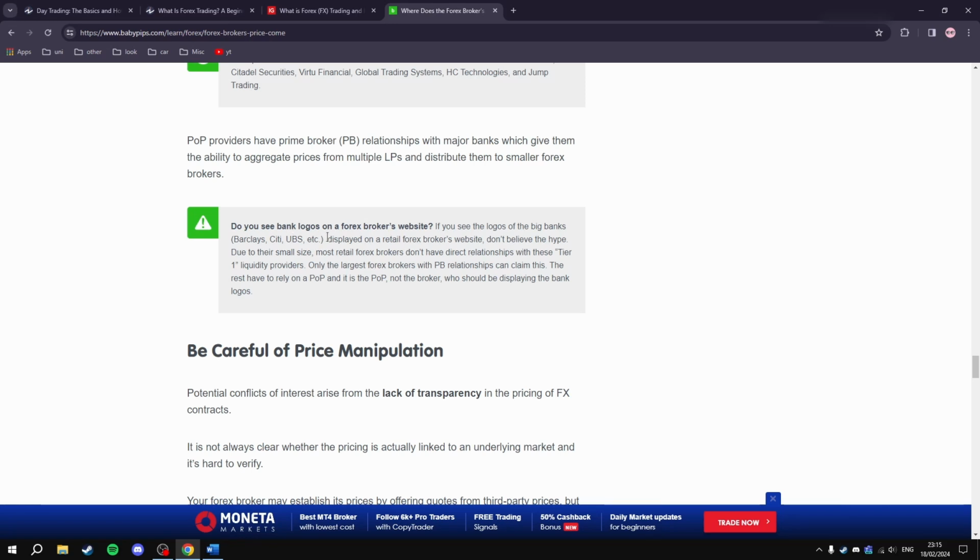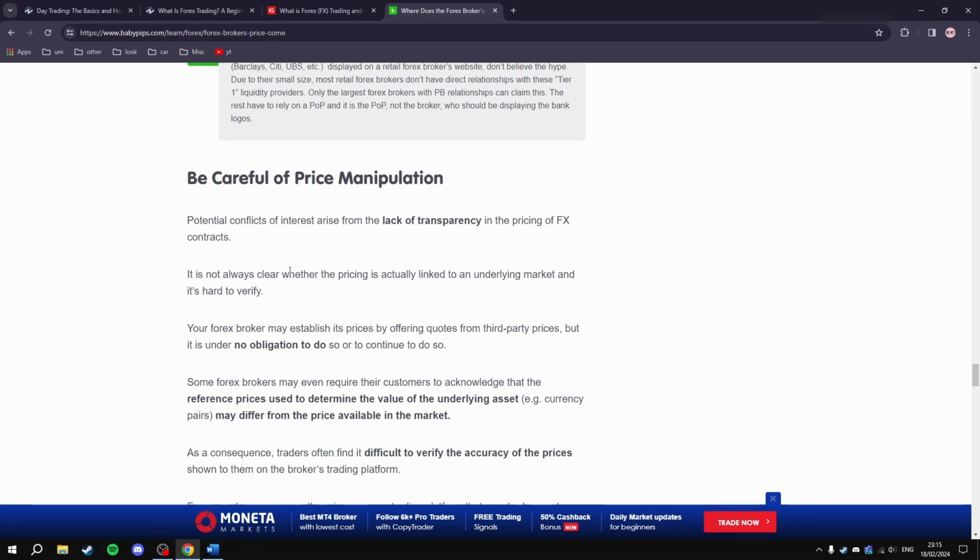Do you see bank logos on forex brokers' websites? If you see the logos of big banks, Barclays, Citi, UBS, etc., displayed on a retail forex broker's website, don't believe the hype. Due to their small size, most retail forex brokers don't have a direct relationship with these Tier 1 liquidity providers. Only the largest forex brokers with prime broker relationships can claim this. The rest have to rely on Prime of Prime, and it is the Prime of Prime, not the broker, who should be displaying the bank logos.